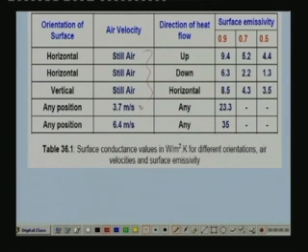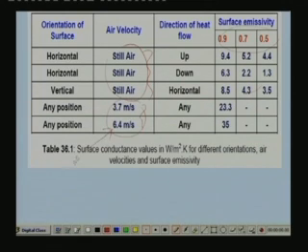Next two conditions are where the air velocity is given as 3.7 meter per second and 6.4 meter per second. This is applicable to any position, because here the heat transfer rate is mainly by forced convection. One thing you can notice here is that when the air is still, heat transfer is by natural convection and also by radiation. So emissivity is coming into the picture. And typically the heat transfer coefficient values are small, because the convective heat transfer coefficient is generally small in case of natural convection.